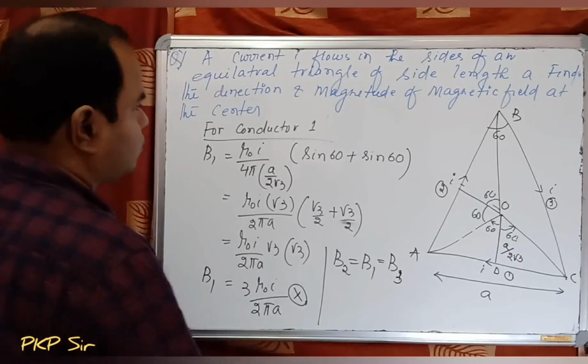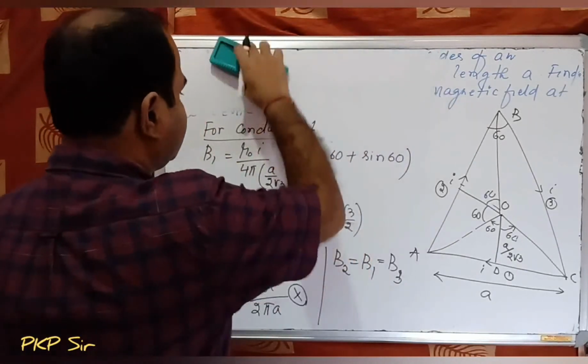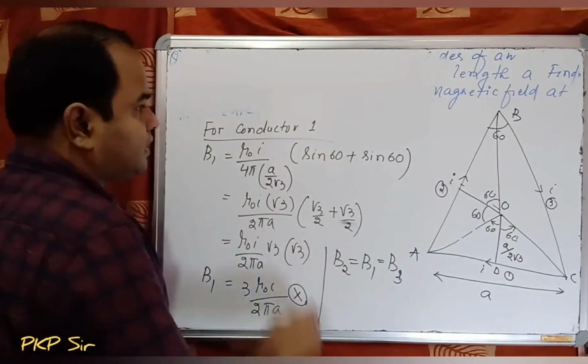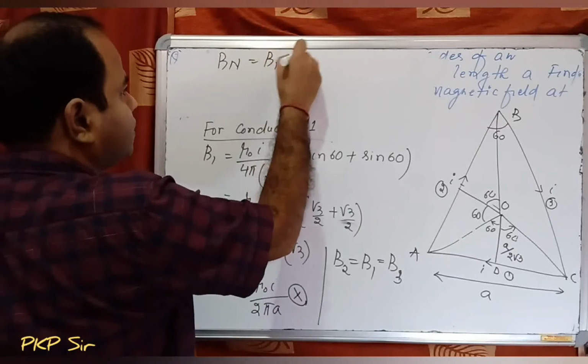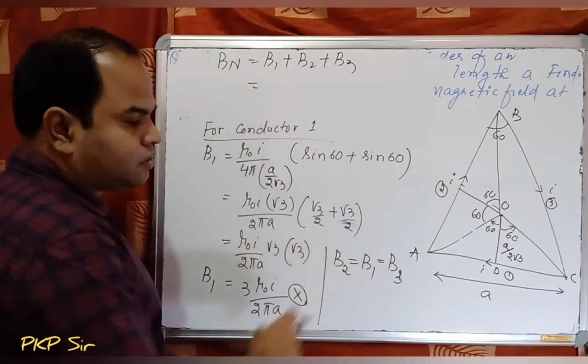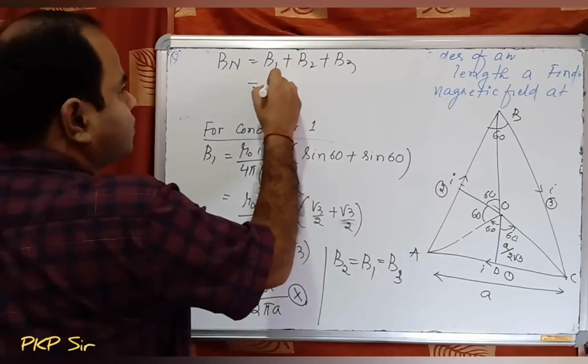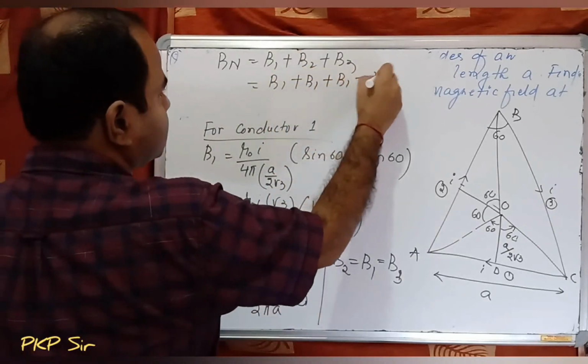Okay. So what will the net magnetic field be? The net magnetic field at the center will be B net is equal to B1 plus B2 plus B3, and B1 is equal to B2 is equal to B3. So we can say this is B1 plus B1 plus B1. That is how much? 3B1.